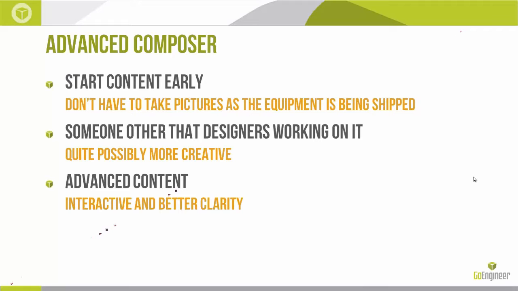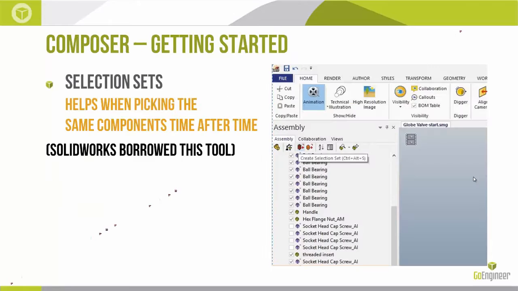There are a couple of things we're going to take a look at in the webinar here, kind of in the getting started area. We're going to look at some selection sets and where that can be useful. A couple years ago, SOLIDWORKS actually borrowed that for the core product. So we'll see what we can do.